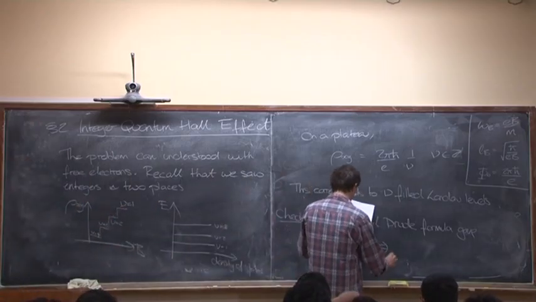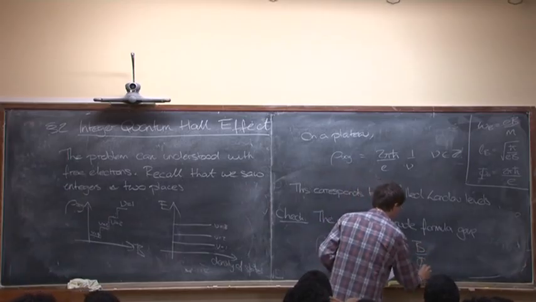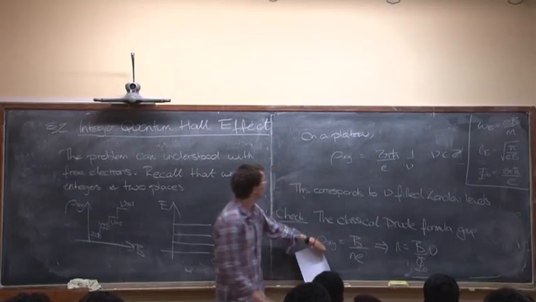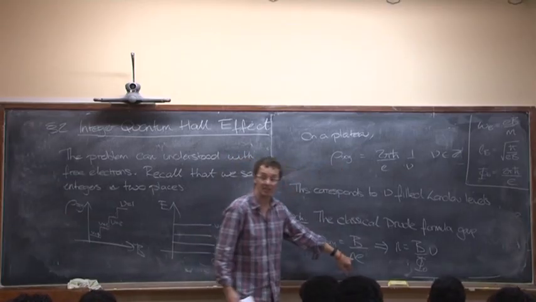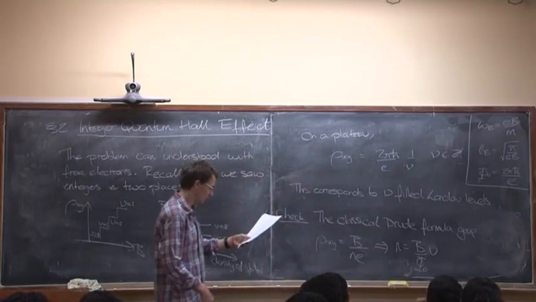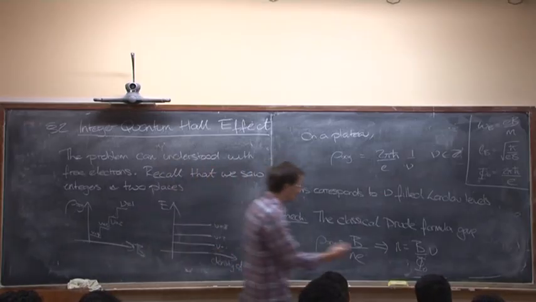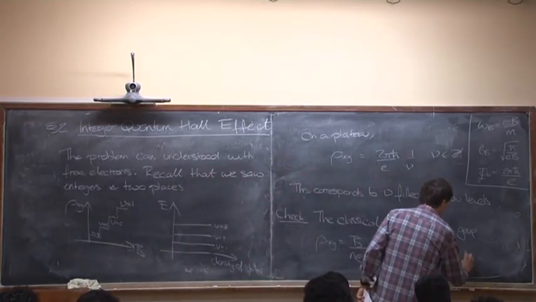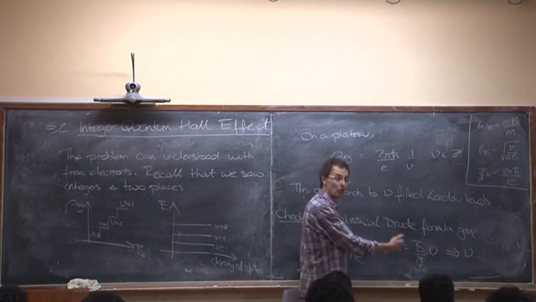And so just comparing this with this result, we can extract what the density of electrons must be. The density of electrons is nu times B over phi 0, where phi 0 is this quantum of flux, which is up there. But this is exactly the density of electrons that's required to fill nu Landau levels.